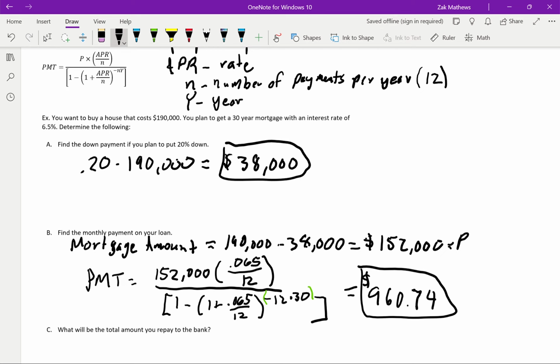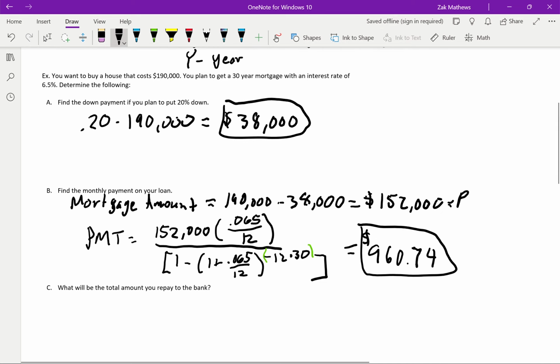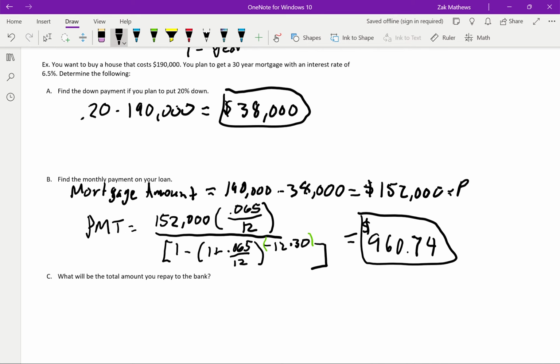Next, I want to know what will be the total amount you repay to the bank. Well, that $960 per month is covering, remember, the $152,000 that the bank put into the loan. That's the principal, what the bank paid. It's covering that, but the bank's not just going to give me this money for free. It's not going to just say, okay, repay the $152,000 and you're done. The bank wants to make some money for lending this money to you. Otherwise, they would have never done it. The bank would have never given you any money if they could have just kept their money and not gained anything. So it's going to be more money than just $152,000.